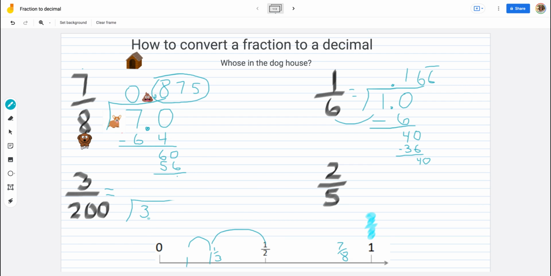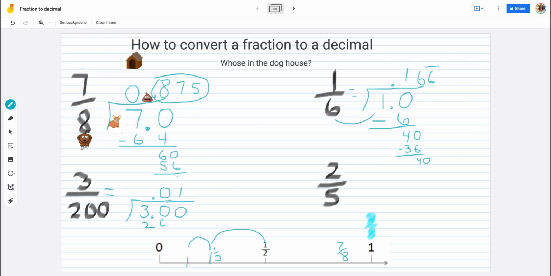3 goes into the doghouse. I'm adding my decimal point. Put it on the roof. Add a 0. Now we have 30. Can I fit a group of 200 into 30? Not quite. So add a 0. Can I fit a group of 200 into 300? Yes. I can fit one group of 200 into 300.